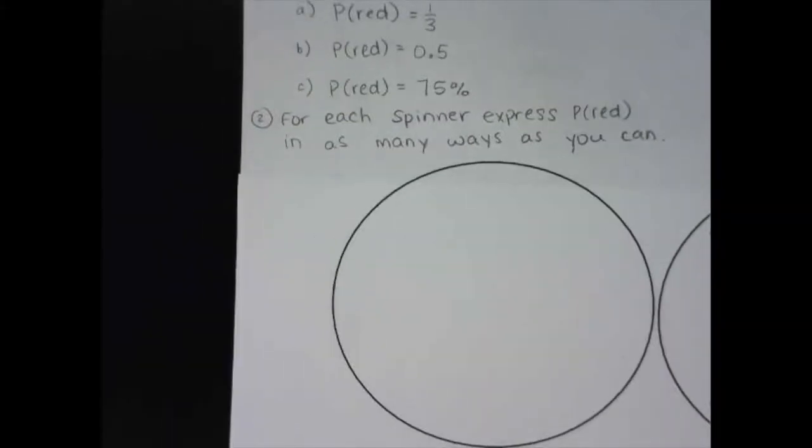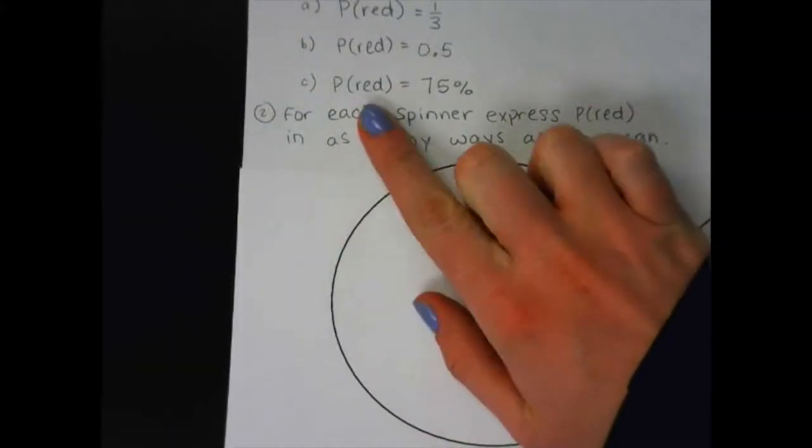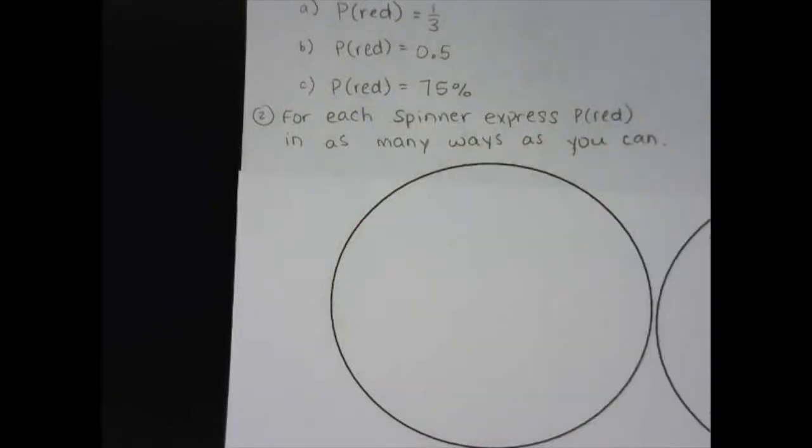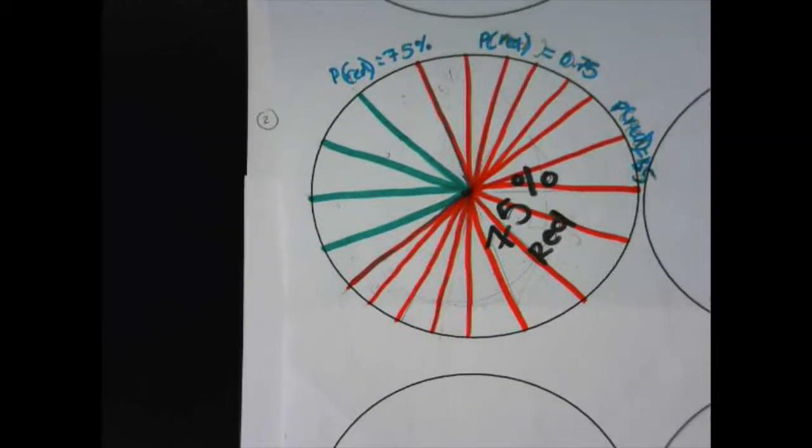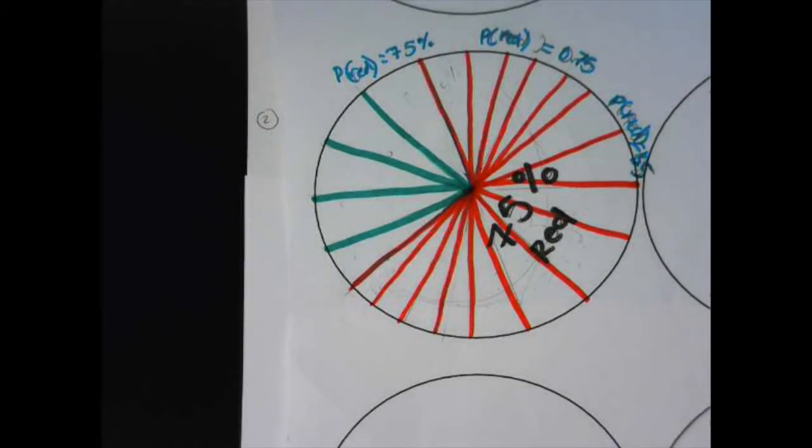Okay, and for the last one, we wanted to look at a spinner where the probability of landing on red would be 75%. What we did was, since we know that 5 plus 20 was 100, we drew 20 slices and we colored 15 of them red. Okay. So the 75%, the rest of the 25 would be blue.